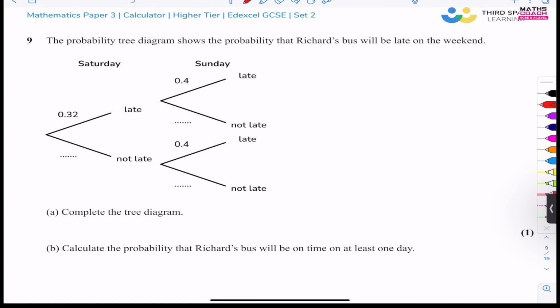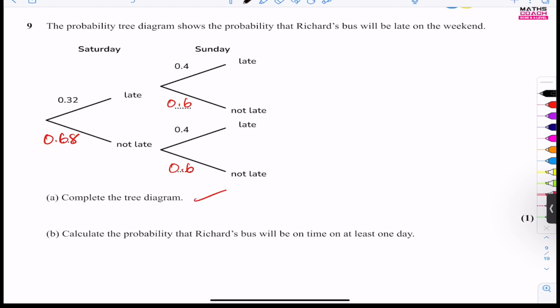Okay, so to work out not late, we are going to do 1 take away 0.32, and that will give us 0.68 right there. To work out not late here, we're going to do 1 take away 0.4, and that gives us 0.6. And the same for the bottom one as well, 0.6. So we've done completing the tree diagram. For part B, to calculate the probability that Richard's bus will be on time on at least one day, we can either do all the different combinations where it's on time on at least one day, or do the following.